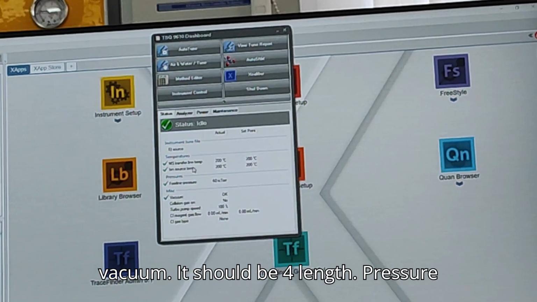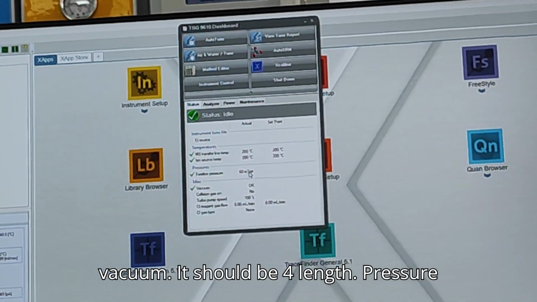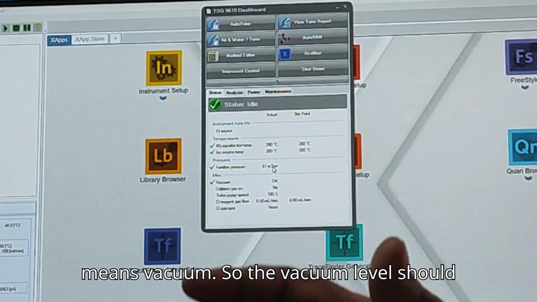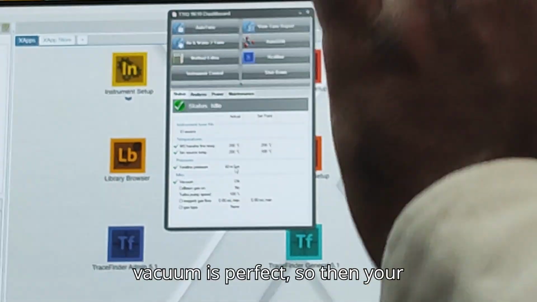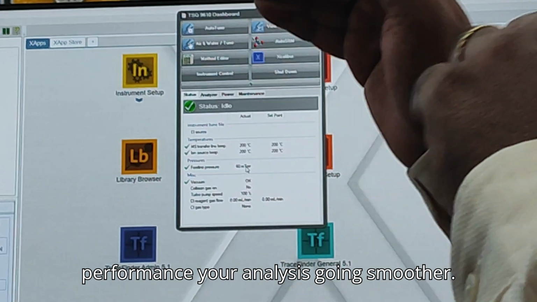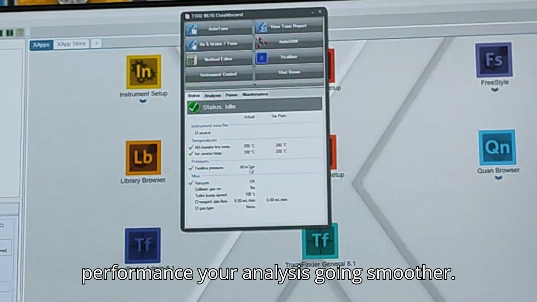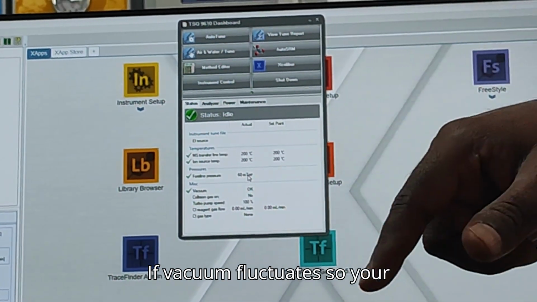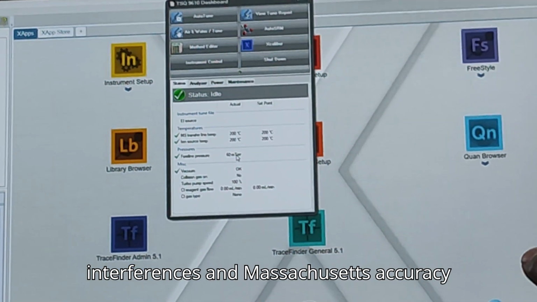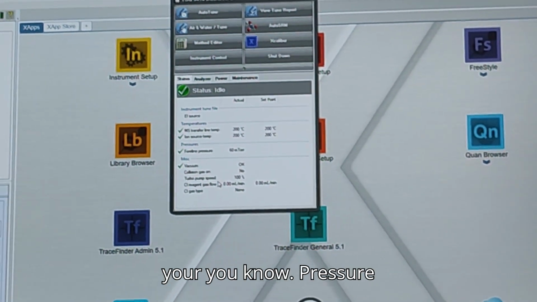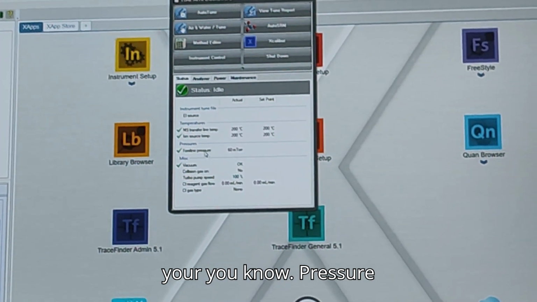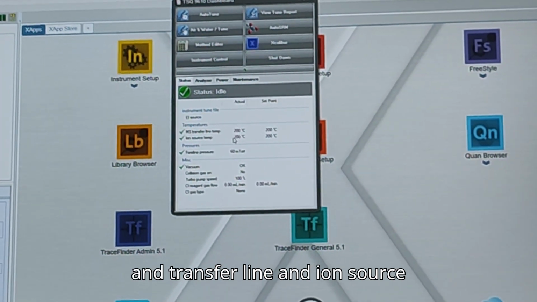See, vacuum, it should be low pressure, means vacuum. So the vacuum level should be at the highest maximum limit. If the vacuum is perfect, then your performance and analysis go smoother. If vacuum fluctuates, your interferences and mass accuracy will vary. Next, you can see line pressure, transfer line and ion source temperature.